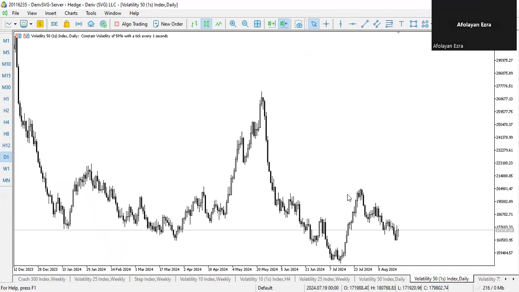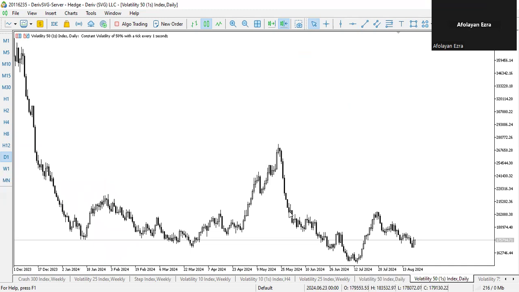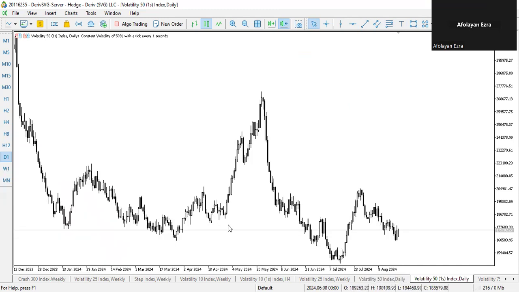Volatility 51x. All right, this volatility 51x, what do we have? Based on daily, an amazing setup. All right, let me check very well. So this.